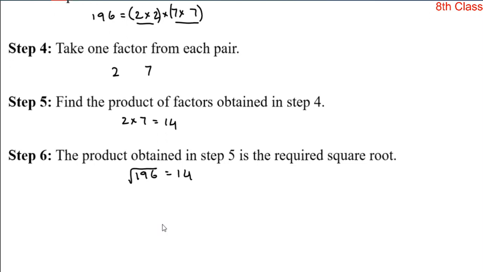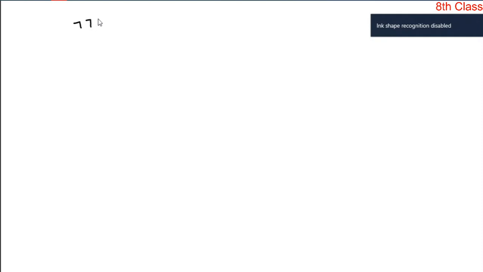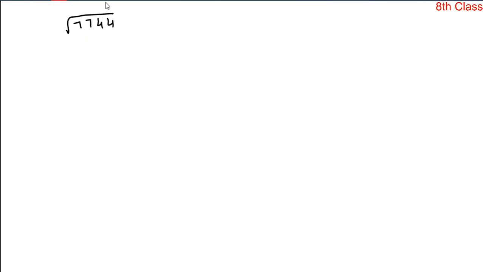Okay, so let us observe this method by taking another example. Let's see. Now we find the square root of 7744. Now we find the square root of 7744 by prime factorization. So in this prime factorization method, what is the first step? Yes, first we express the given number as a product of its prime factors. To find that product, let's follow the division method.